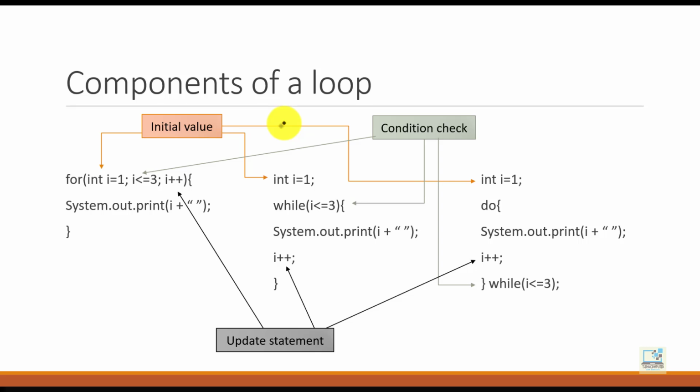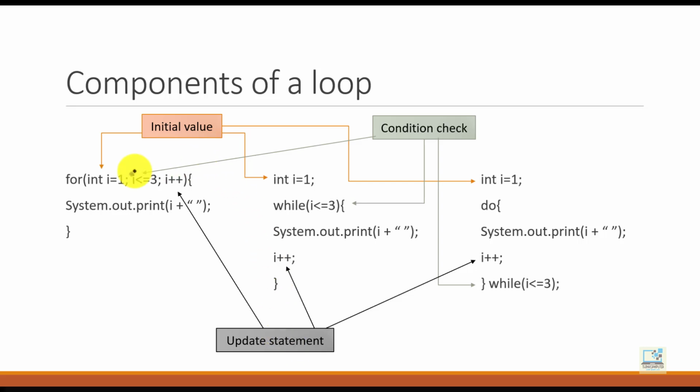Let us understand the components of any loop. There are 3 components, whether it is a for loop or while loop or do while loop. We have initial value, we have condition check, and we have update statement. Please keep in mind that a loop may have multiple initial values, multiple conditions and multiple update statements, which I will be explaining in my next video of loop topic.